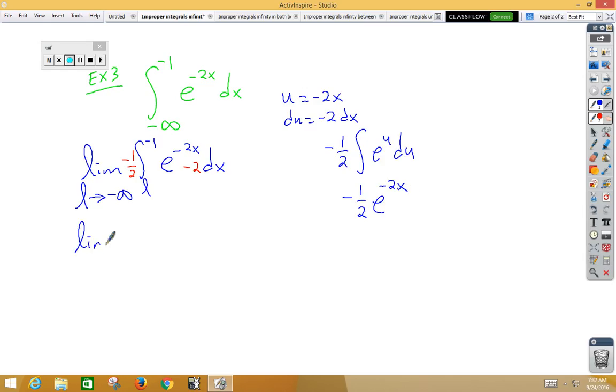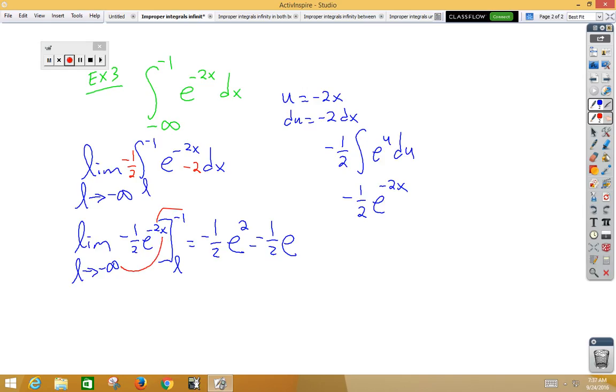So now we're going to take the limit as L approaches negative infinity. We've got negative 1/2 e to the negative 2x from L to negative 1. That gives us negative 1/2 e. We have a double negative makes a positive, so we have e squared minus negative 1/2 e. Now this time, when we plug in our L and we throw in our negative infinity, we're going to get positive infinity. So once again, in the front, we're not really caring, because in the back we have a positive infinity. And again, this diverges.